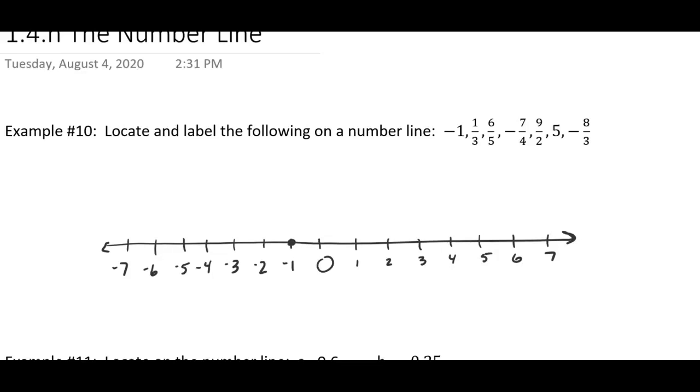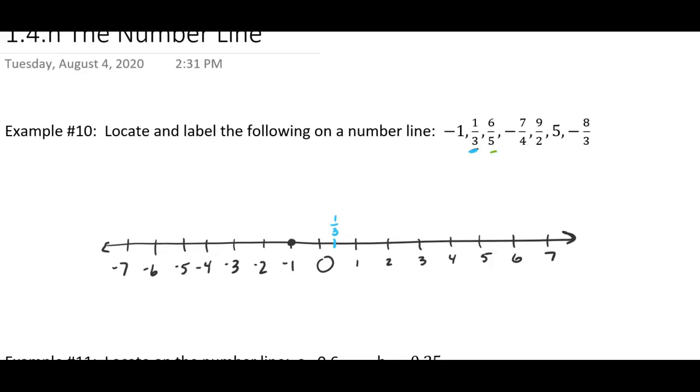Okay, so our next number is 1/3. Maybe if I change it to a different color, it'll help you. So I'm going to have to just kind of eyeball it. I'm going to say it's about there, probably a little too far to the right, and I'm going to label that 1/3. My next one, 6/5.